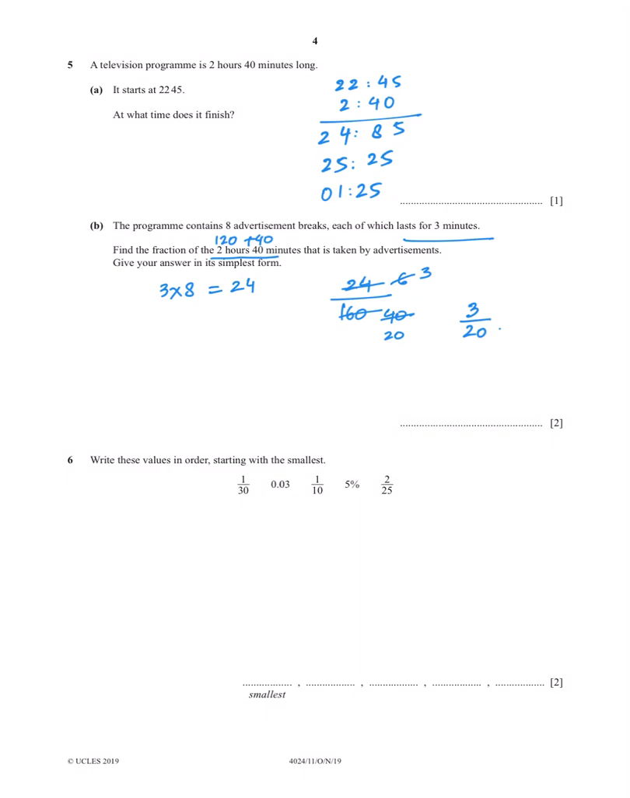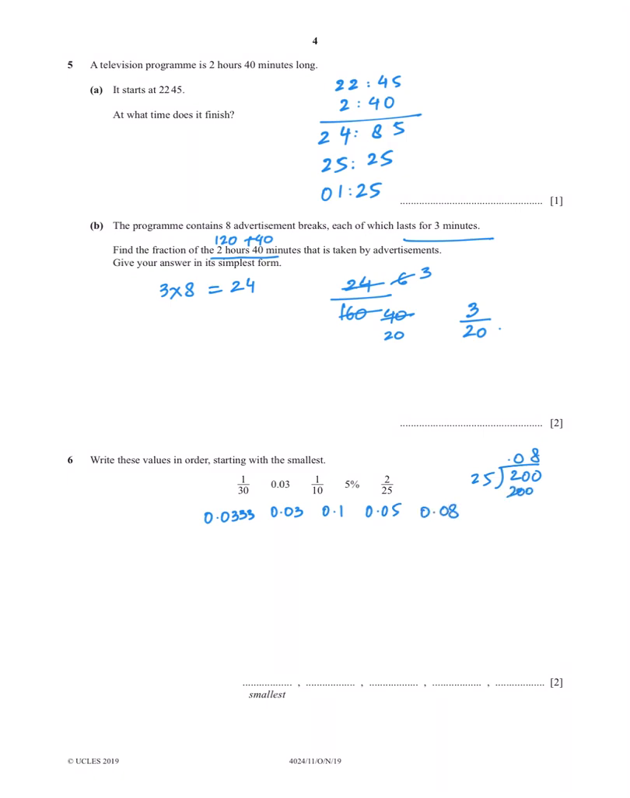Question number 6. Write down these values starting with the smallest. So 1 upon 30, its decimal is what? Its decimal is 0.0333 and so on, right? And the second one is already in decimal. 1 upon 10, that will be equal to 0.1. 5% is 0.05 and 2 upon 25. So if you divide 2.00 by 25, 8s are 200, so that will be 0.08.